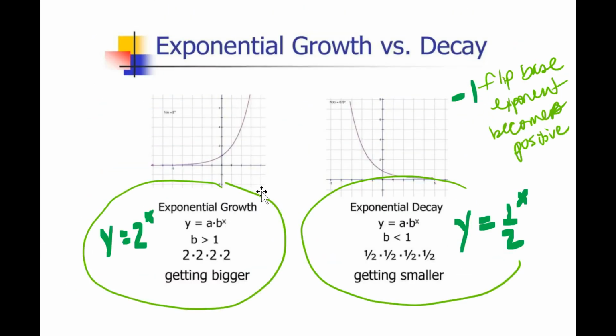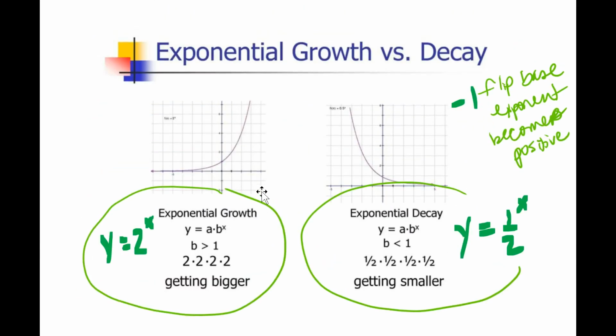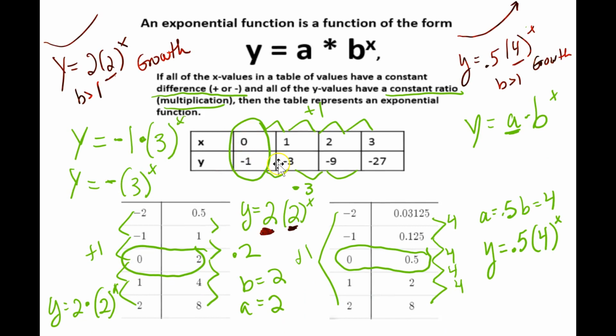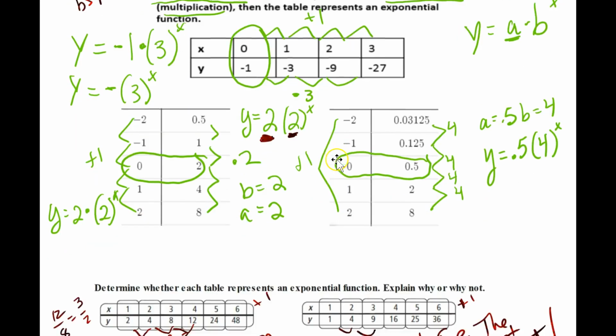But remember right here that if your b is greater than 1, you're going to have growth. It means it's going to be rising to the right. If your b is less than 1, that means you're going to have decay. That means it's going to be rising to the left. Okay? And if you understand that, and your a is your initial value, b is your growth rate or decay rate, then you're going to ace this. Okay? Look at the table. We can figure it out. Figure out the rate, the common ratio, and then find your initial value, and you have your equation.